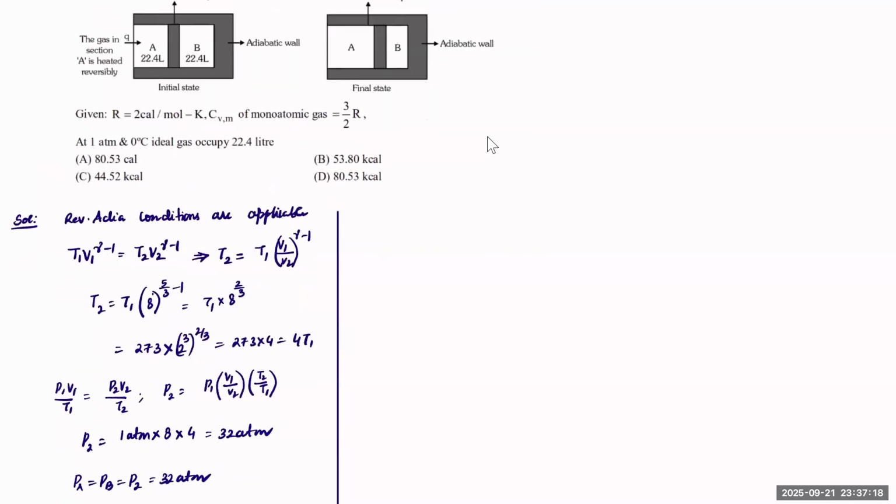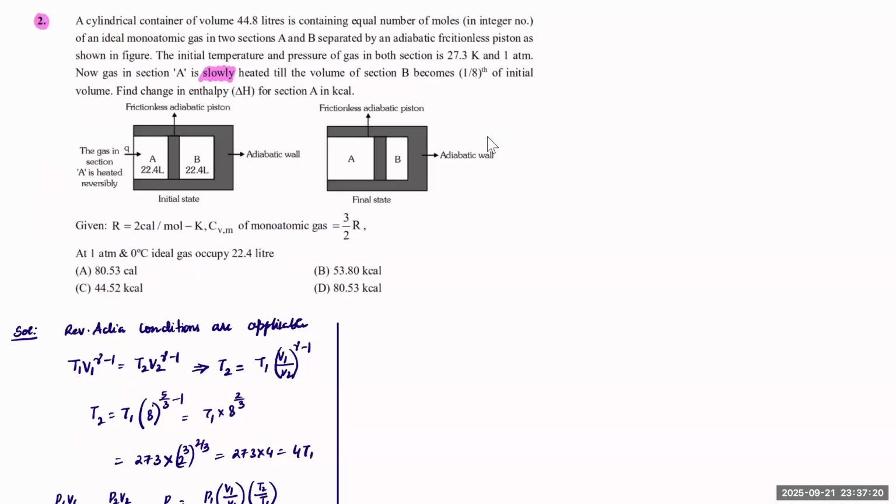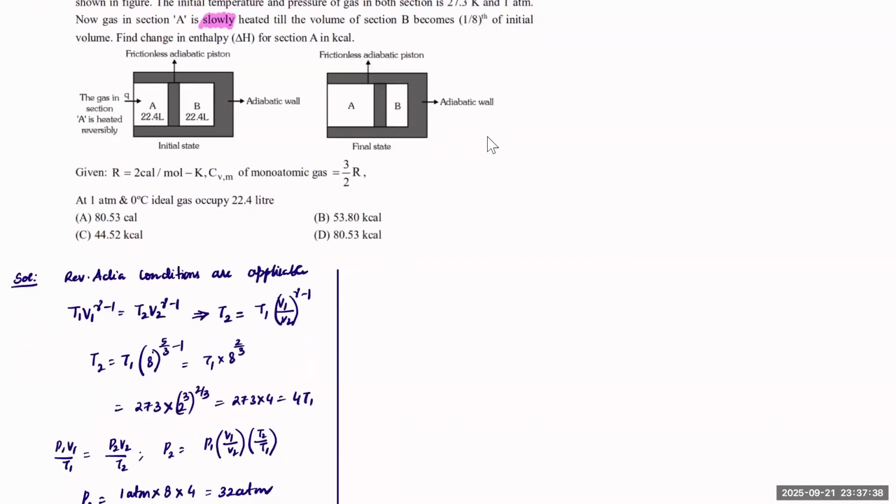Let's see how much the volume must have increased on the A side, because heat Q has been provided here. Then we need to check how much volume is being raised here, because the B side is getting compressed and this much is the volume that has been occupied, isn't it? So now notice how much was the total volume earlier. It was 22.4. Now it has become 1/8 of it. Clear?